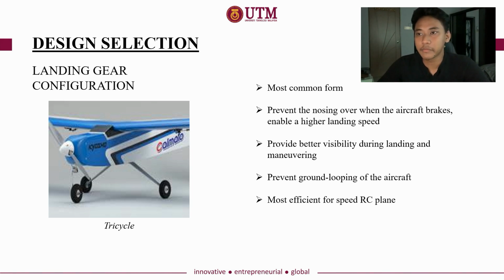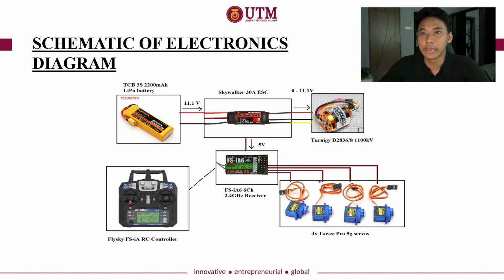It can also provide better visibility during landing and also maneuvering. It can also prevent ground looping of the aircraft, and it is also the most efficient configuration for a speed RC plane. And this is the schematic of the electronics diagram.